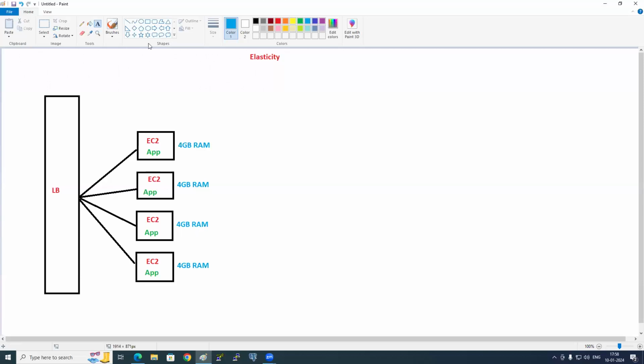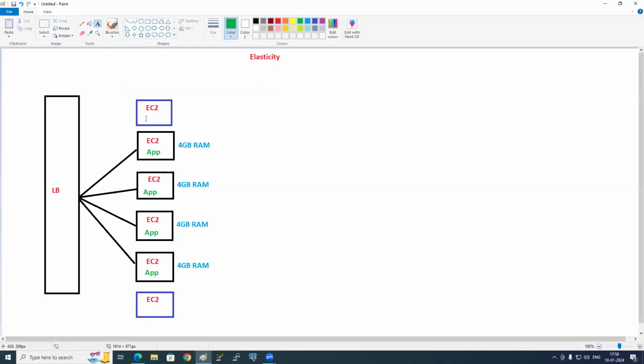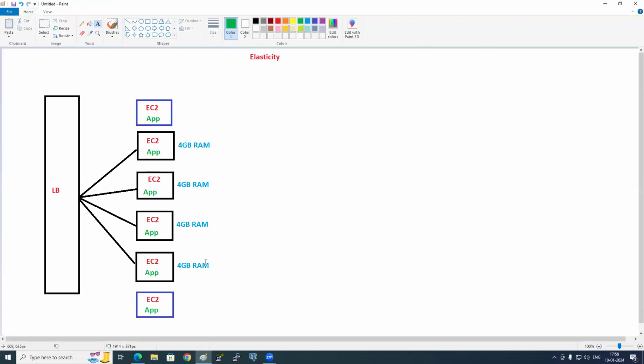Understood? So now whenever a huge load comes, what will you do? You will launch new EC2 instances, multiple EC2 instances, and keep the same application on them. Understood? Don't focus on the number of servers there. I don't have space, so I put only these; otherwise there would be so many. So now the number of servers has been increased and the load is equally shared, and you will get a good response. Yes or no?